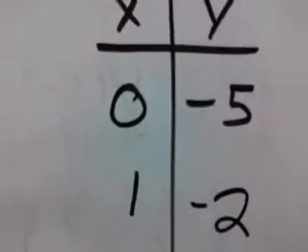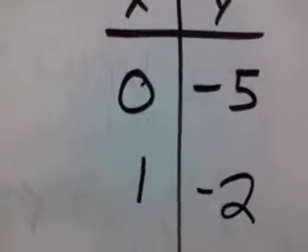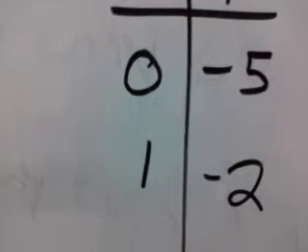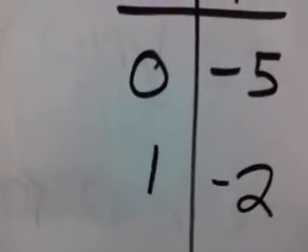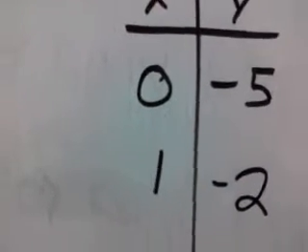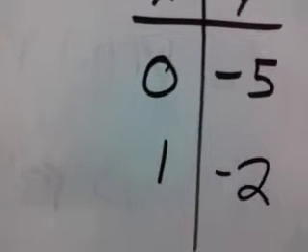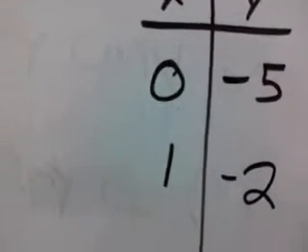Now, all I have to do is graph those 2 points and draw a line through those 2 points. And that will be the graph of my linear function. The linear function is always a straight line.